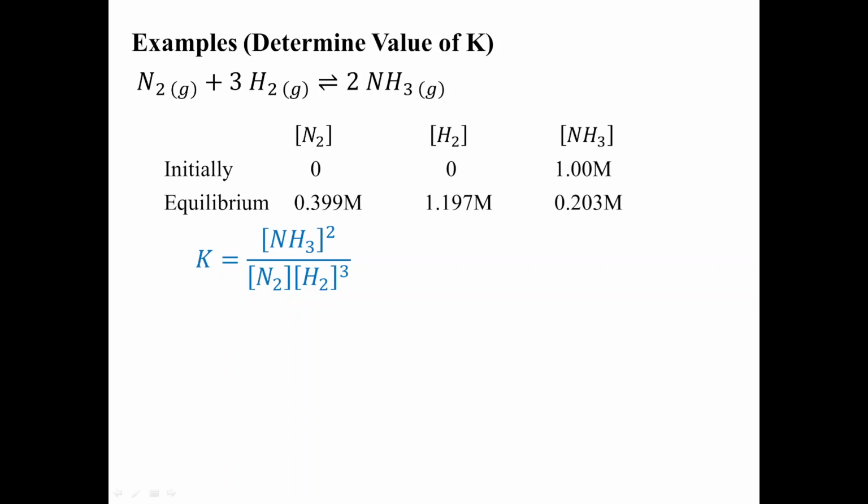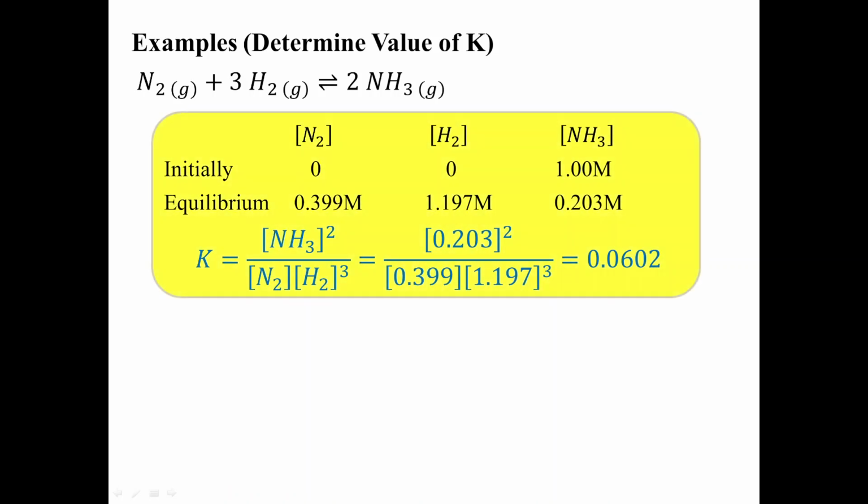And so if we want to calculate the equilibrium constant, we'd say that our equilibrium constant is going to be equal to our concentration of NH3 squared divided by our concentration of N2 divided by our concentration of H2 cubed. And then we can plug in the values for our equilibrium concentrations. So we have 0.203 squared divided by 0.399 divided by 1.197 cubed. And if we plug all that in the calculator, we'll get out 0.0602 for our value of K, or our value of our equilibrium constant. And so that would be one experiment we could do.